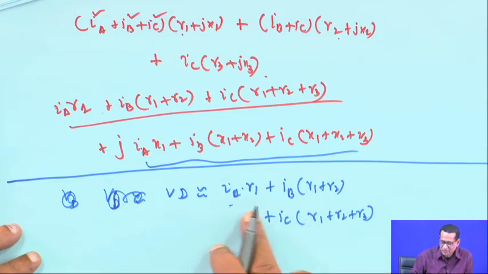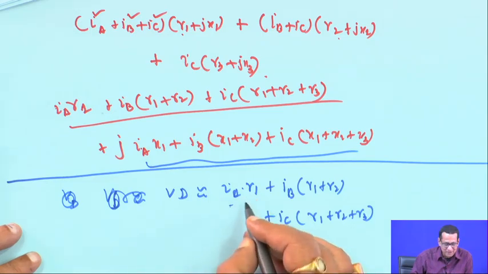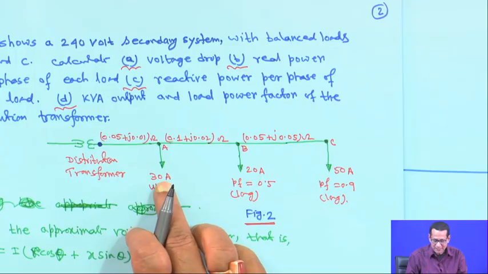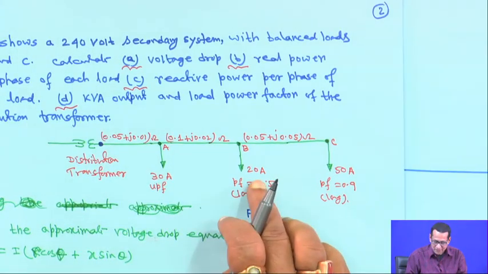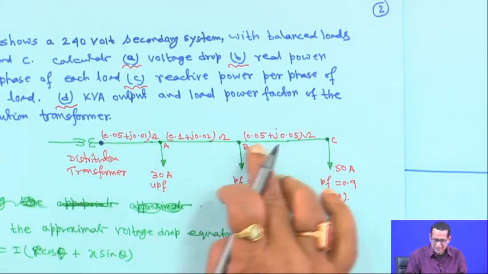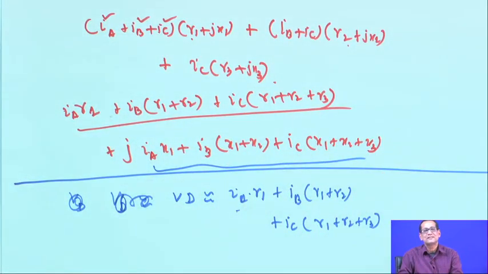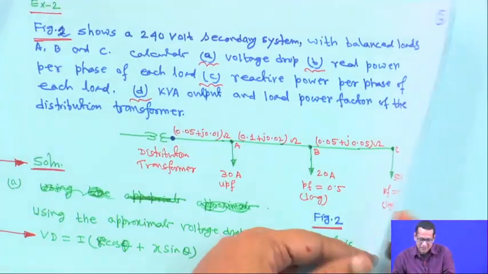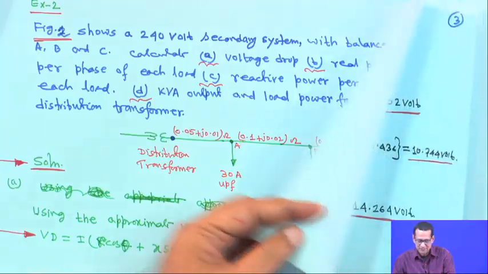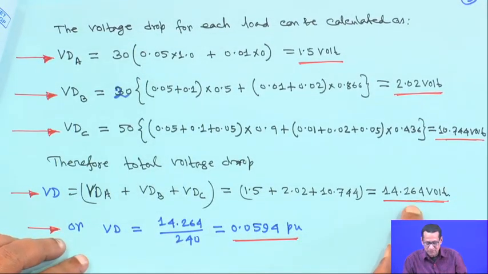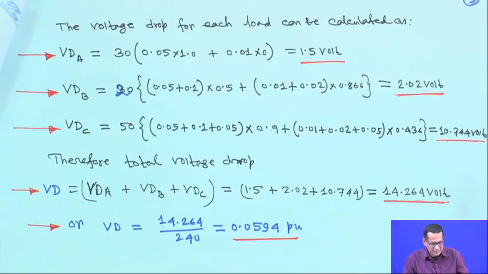So, this will be the formula. V D for that example will be I A, the current I A going, 30 ampere, into R 1, plus I B into R 1 plus R 2, then I C into R 1 plus R 2 plus R 3, whatever comes from this derivation, right. That approximate method, we do not use the complex term, which will be very small. So the total voltage drop is 14.264 volt, and here we are taking 240 volt, just for your understanding.